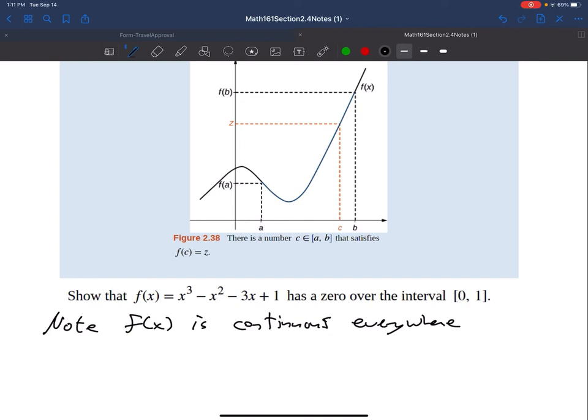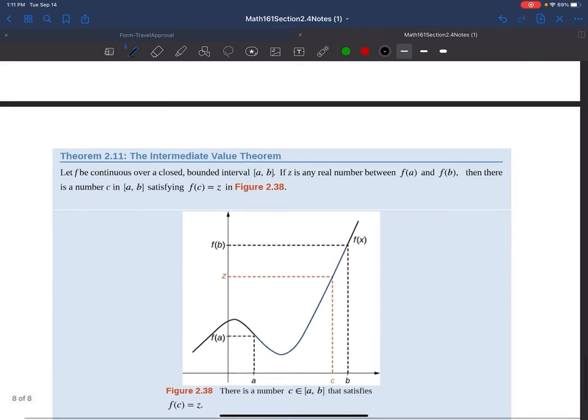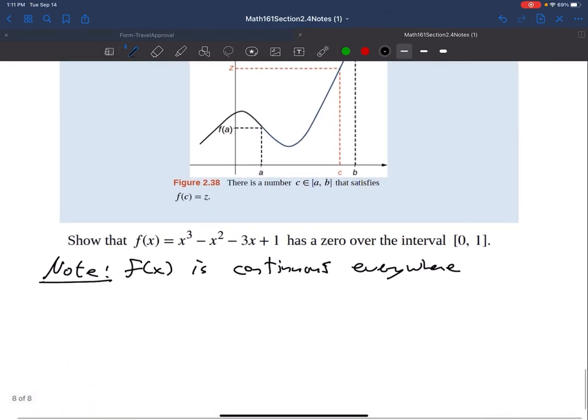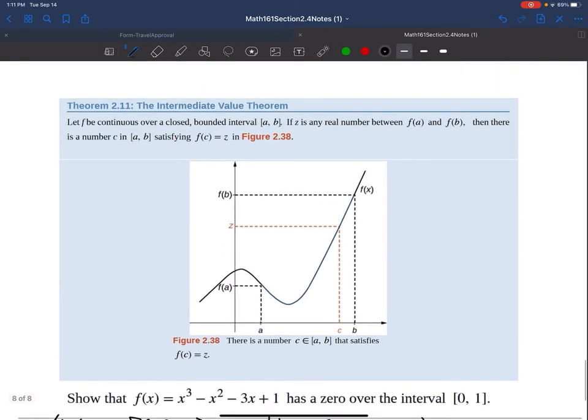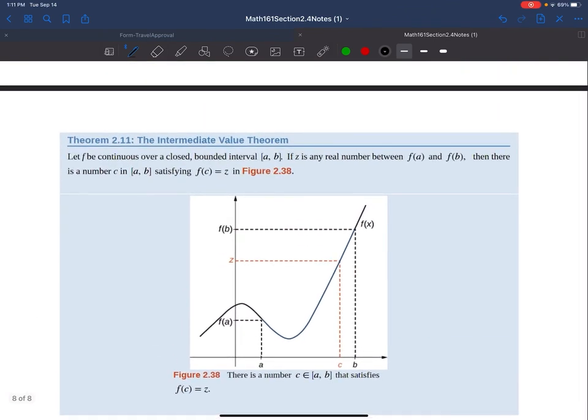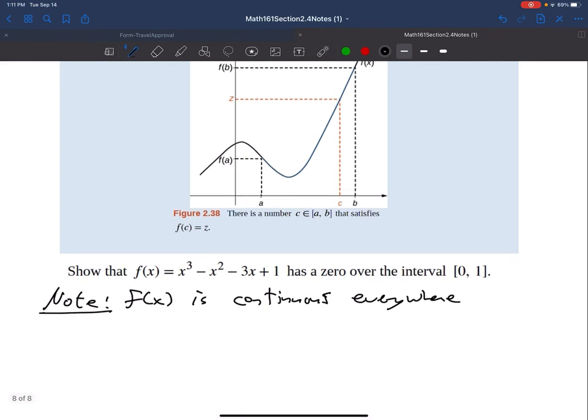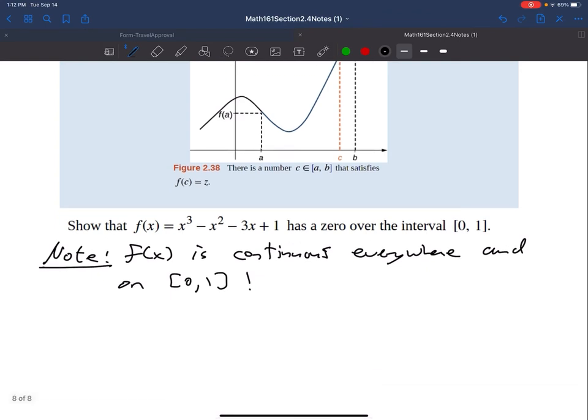So we want to show that this has a 0 over the interval 0 to 1. We're going to use the intermediate value theorem, and here's where we use it. We already satisfied one of the hypotheses: f has to be continuous over a closed bounded interval [A, B], which in this case is the interval [0, 1]. So f is continuous everywhere, and on [0, 1]. We have to state that because we're trying to meet the hypothesis of the theorem so we can come to the conclusion. Now we want to see that there's a 0.